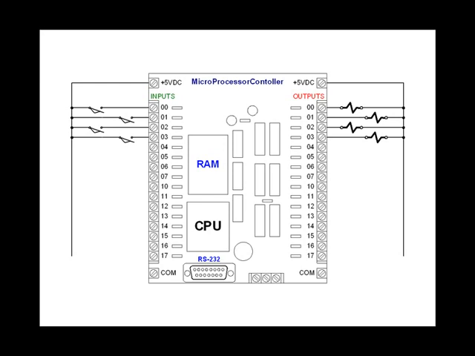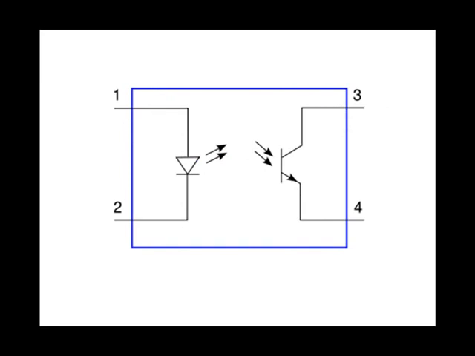Let's elaborate a little bit on the electrical isolation between the field wiring and the controller itself. This is a simple diagram of an optical isolator. When the appropriate voltage is applied between terminals 1 and 2, the light-emitting diode on the left floods light upon the base of the phototransistor on the right. The phototransistor switches terminals 3 and 4 to a state of continuity or saturation.